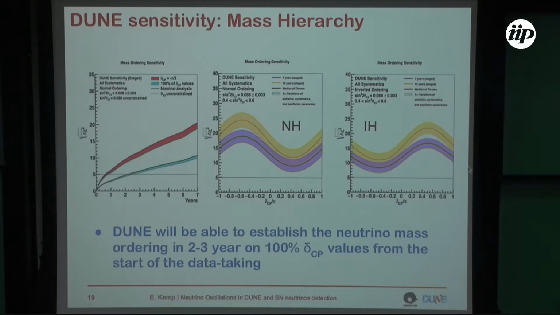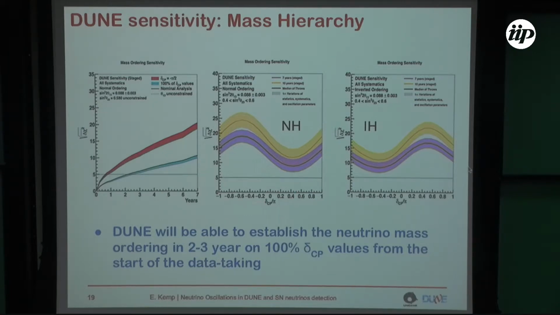And this is the significance in terms of calendar years, from when you start the data taking. So it's possible to see that after 2 or 3 years, this red band is for delta CP equal to minus pi over 2, and the blue band is for 100% of possible delta CP values. So as you can see, a significance of 5 sigma can be achieved after 2 or 3 years of data taking.